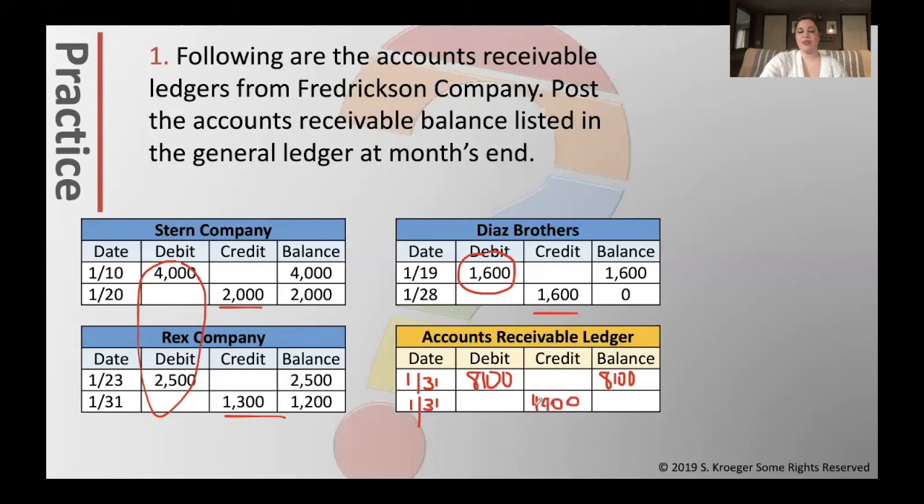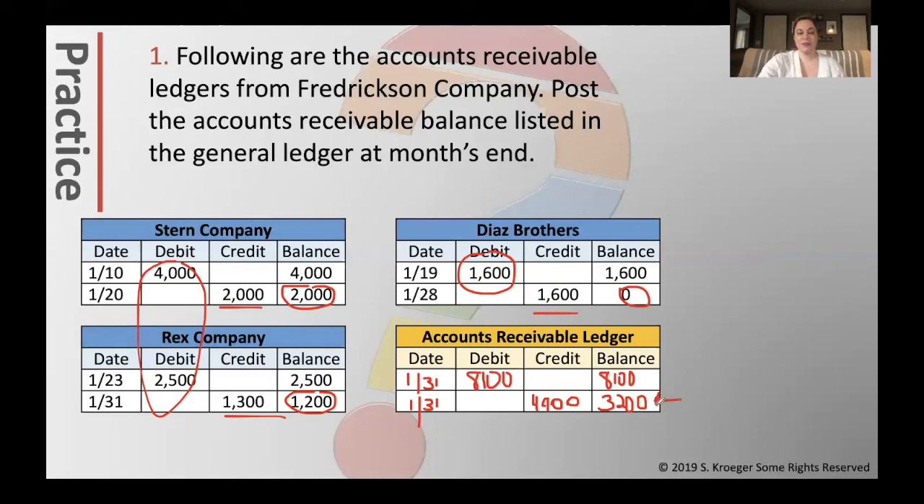The balance will be the difference between the two. We were owed 8,100, but paid off 4,900. When you subtract them, we get 3,200. This is the balance of what we're owed. And once again, we do want to double check to make sure we're right by adding up all the balances. We have 2,000, 1,200, and 0. When we add the 3 up, we get 3,200. So we know we are correct.